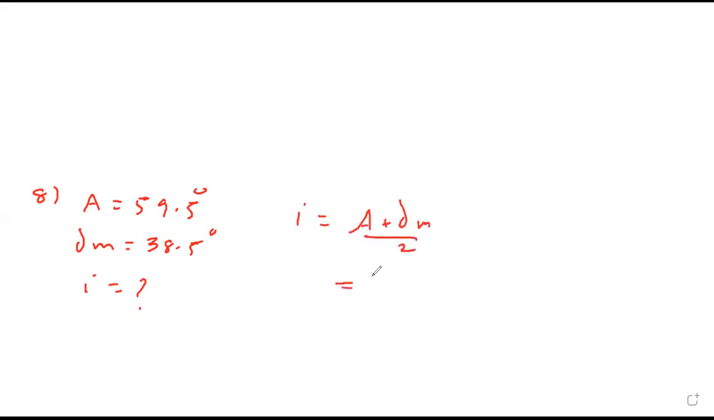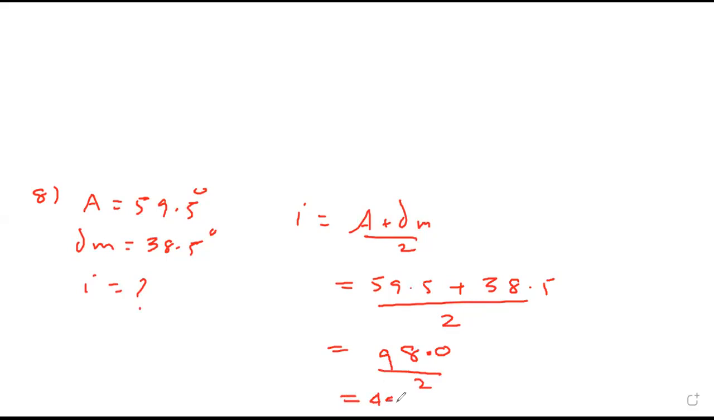The angle of a glass prism is 59.5 degrees. The angle of minimum deviation is 38.5 degrees. Without using the value of the refractive index of the glass, calculate the angle of incidence. So for minimum deviation, we know the angle of incidence is (A plus delta M) upon 2. That is (59.5 plus 38.5) upon 2, which is 98 upon 2, equals 49.